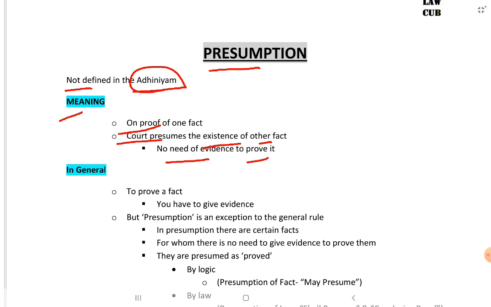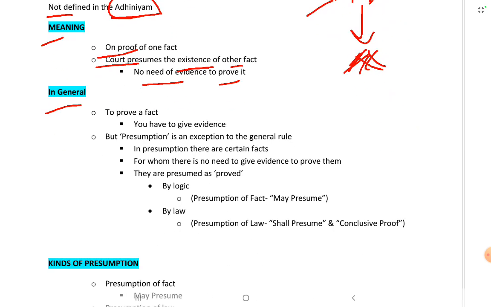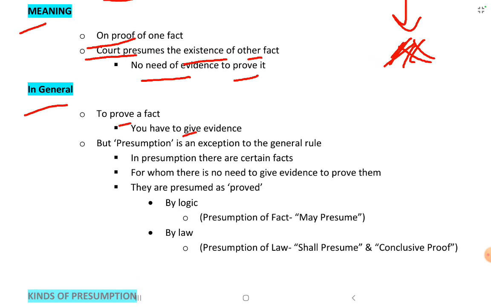That is, if you see smoke, you have the proof of smoke, and the existence of this smoke, you presume the existence of fire. There is no need to give evidence of fire. This is known as presumption. In general, to prove a fact, you have to give evidence, but presumption is an exception to the general rule. In presumption, there are certain facts for whom there is no need to give evidence to prove them. They are presumed as proved by logic or by law.